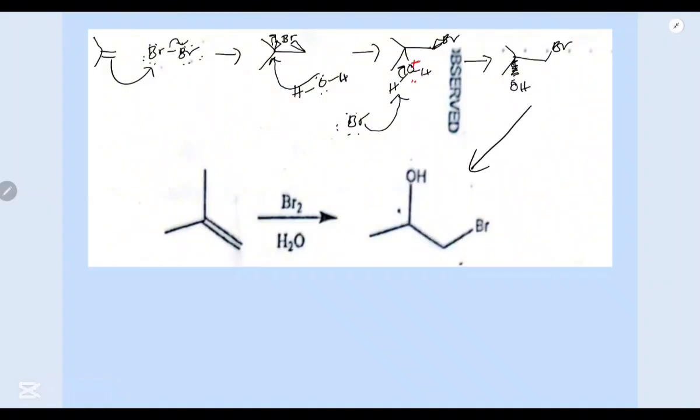But the tricky part is that the OH is being added into here. There was a mistake, I didn't copy the question, so that was supposed to be this.